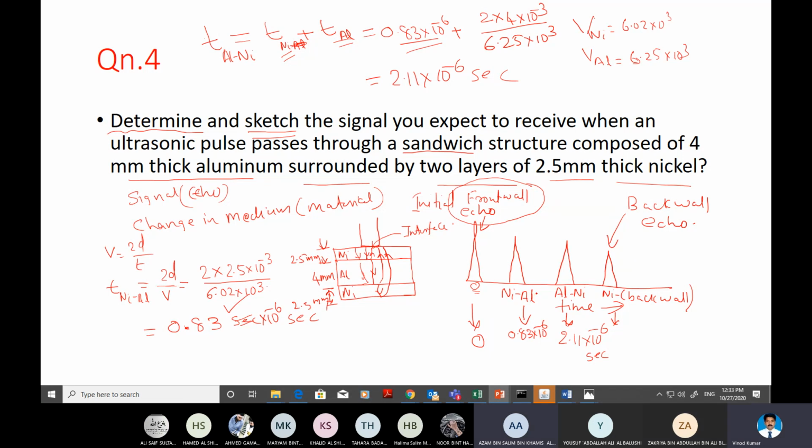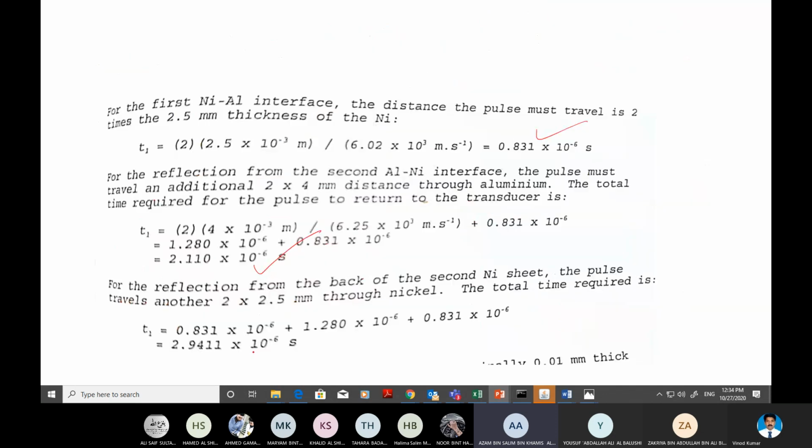Yes, Doctor. Can you try the last one? What is the last one here? Backward echo. That means the signal coming from nickel, the backward. Can you try the backward echo? Can you try and give the values? Similar to this, can you calculate and try? I need to write some value here. 2.94 multiplied by 10 to the power minus 6.